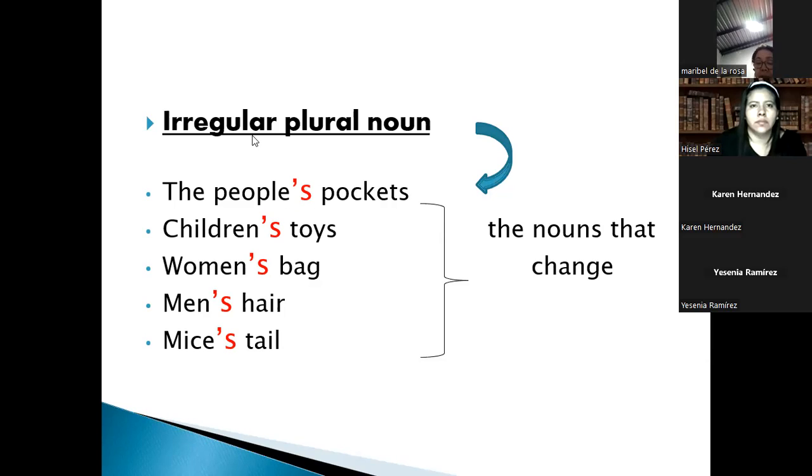Vaya, 2 minutos más, 2 more minutes, because of time. Tenemos un ejercicio que vamos a resolver. Y agreguémosle un complemento. Let's write a complement para que so the sentence is complete. Okay. ¿Se ha comprendido el uso del apóstrofe o está confuso, guys? It's confusing.